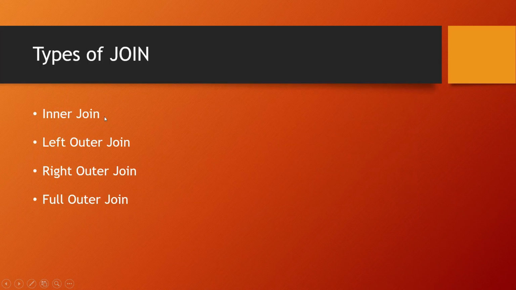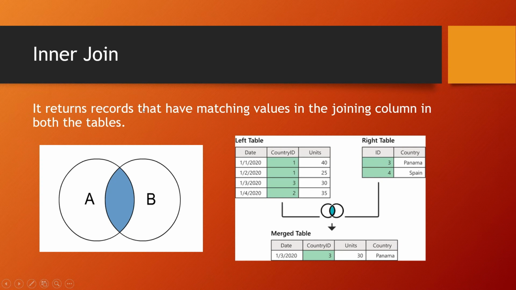Types of join: there are basically two types of join, inner join and outer join. And in outer join we have further classifications as left outer, right outer and full outer join. Inner join returns records that have matching values in the joining column in both the tables. So what it means is whatever the intersection of the columns we have, that's the result we get.